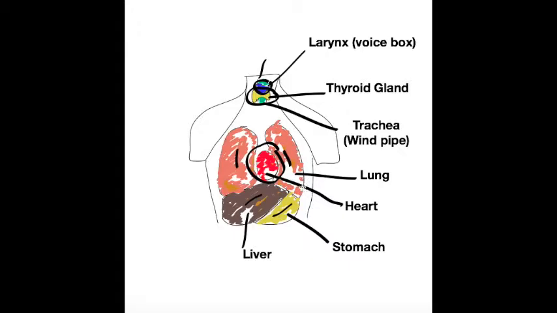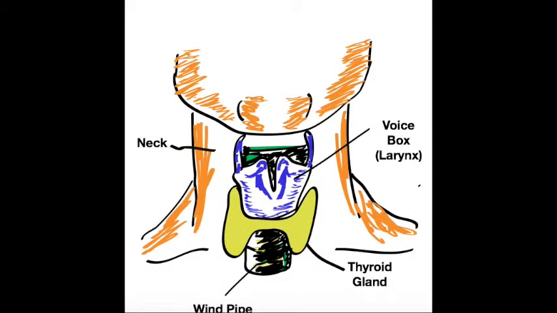Now, this is what I would call the battery of the body. That is what generates the hormones, which give the body the energy or the metabolism it requires. So let's have a closer look at the thyroid gland. Here we have a closer view of the thyroid gland. As you can see, it sits just below the voice box.